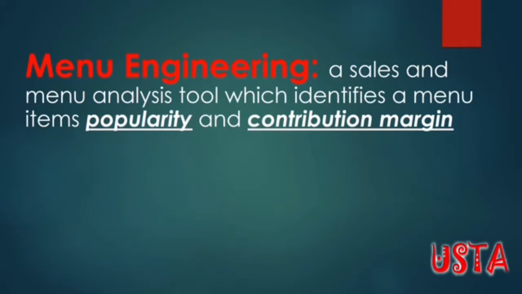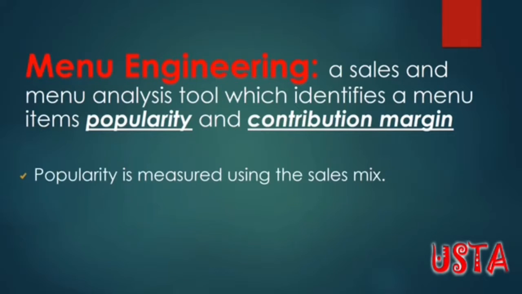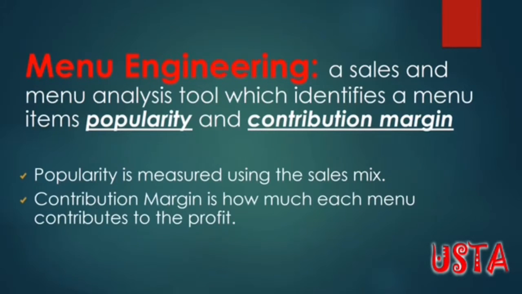Now, popularity is measured using the sales mix, comparing how much you sell of that one item to everything that's sold in total. And then we have our contribution margin, which is how much a menu item contributes to profit. So we're looking at if people like it or not, and also if it makes us money or not. Those are the two things we're going to be looking at.